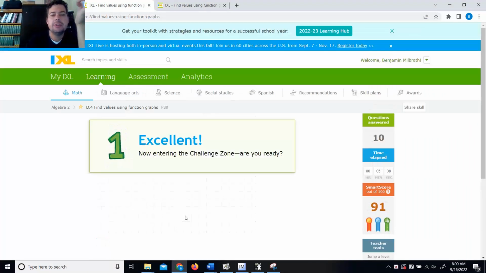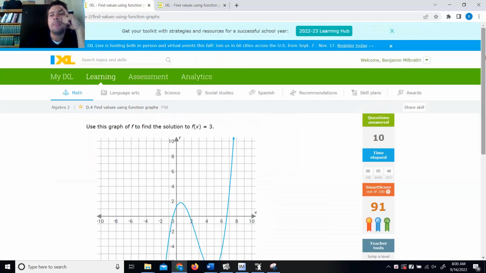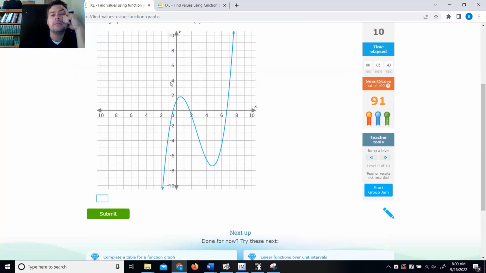Excellent. I am in the challenge zone. That's how good I am at this stuff. f of x is 3. One value. Nothing interesting about that. 7.